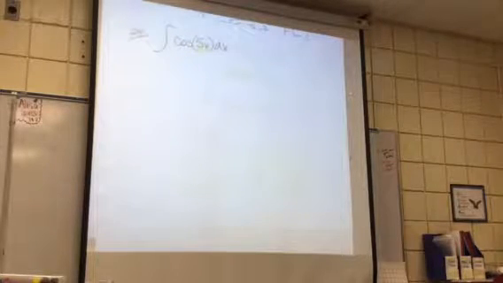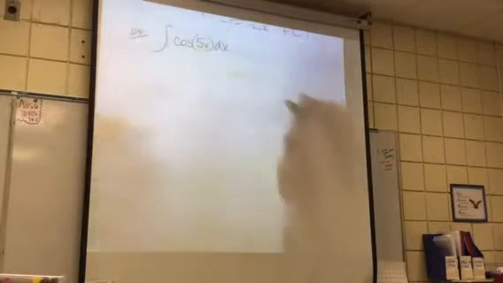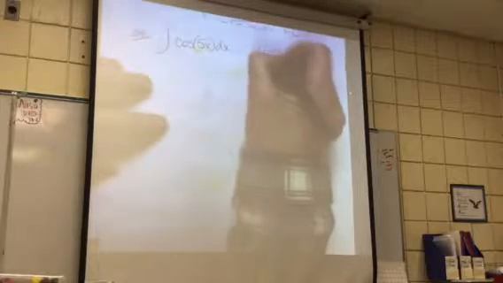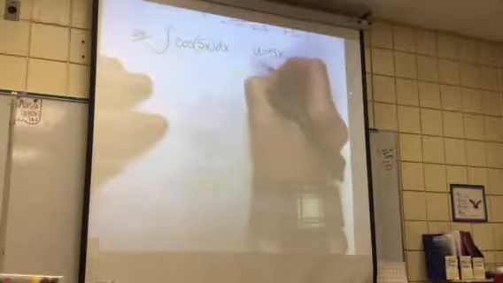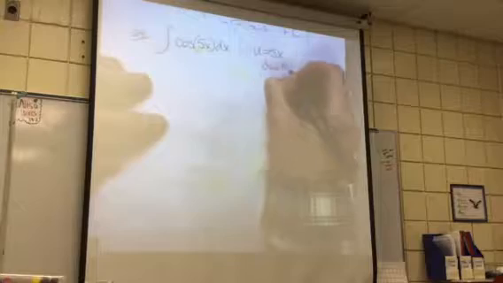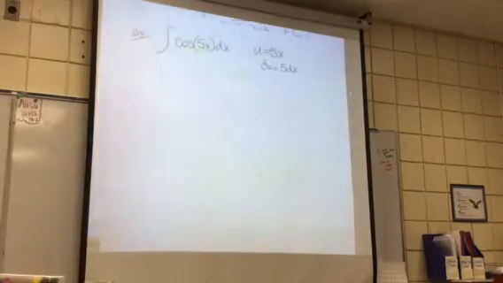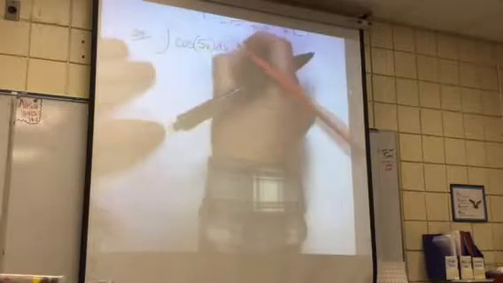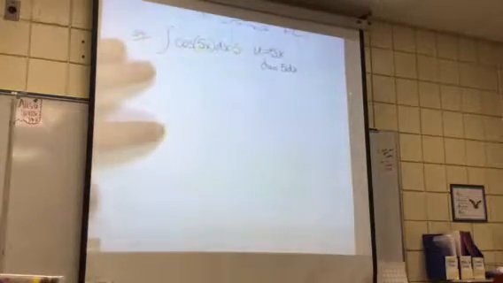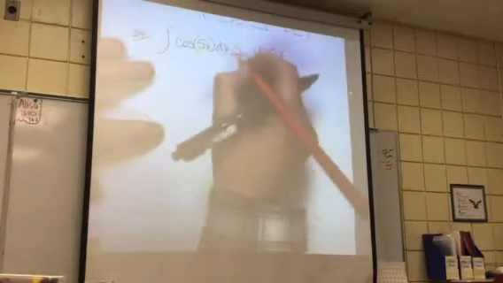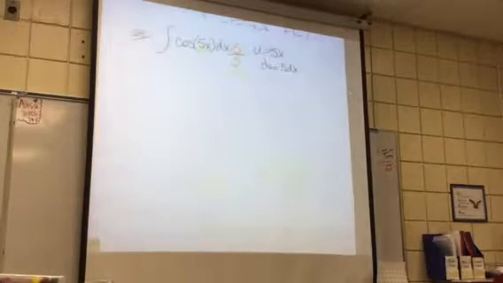What's a good idea to use for your u? 5x. 5x, great. So what is du? 5 dx. What value am I missing here? I need a 5. And if I put a 5 there, don't I also have to divide by 5 at the same time?